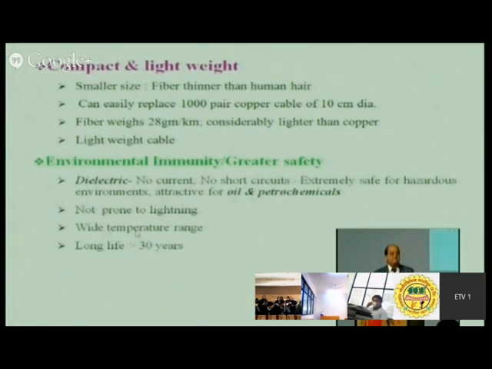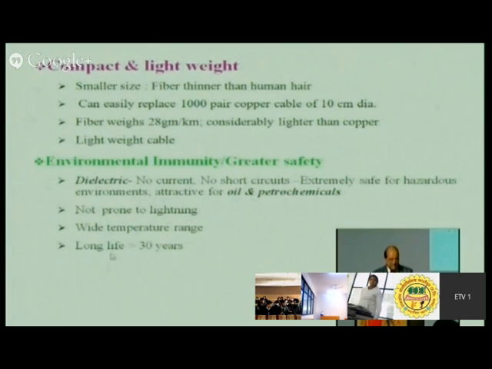Then by temperature range, optical fiber can work at very high temperature. The melting point of glass is 1410 degrees centigrade. It means they can work very easily up to 1000 or 1200 degrees centigrade. So in environments like nuclear reactors, where the temperature is very high, carrying signals or controls is possible with optical fiber. So they are very attractive for high temperature systems. Similarly for low temperature, of course.